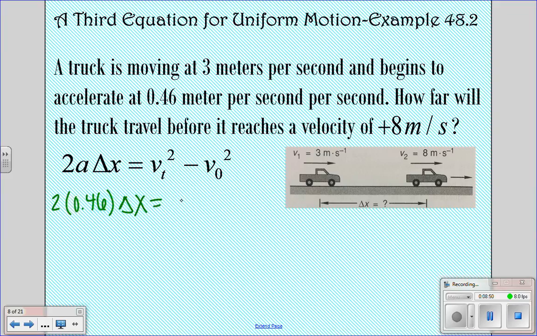It reaches a velocity of 8. That's going to be the ending velocity. And then the original velocity they gave us was 3. So that's the equation we're going to set up. And if you solve that for your delta x, you should get 60 meters. We only have one sig fig because we've got a 3 here. We also have an 8 there, so you just have one sig fig. So do not put a bar over your 0 or anything like that.